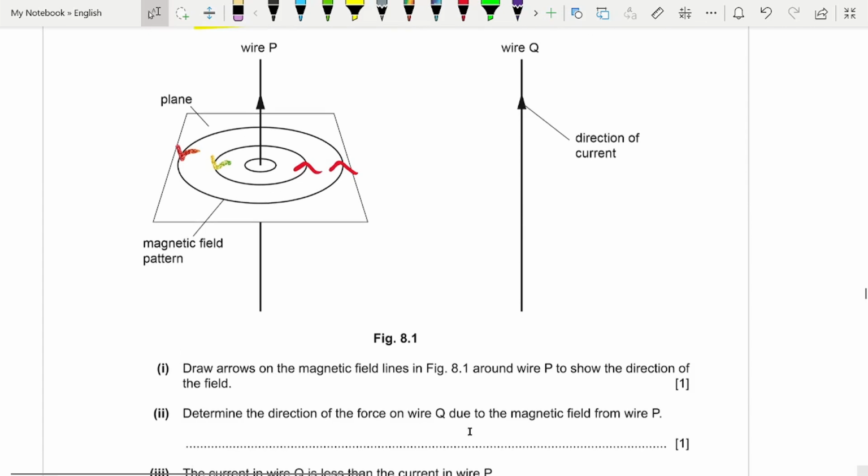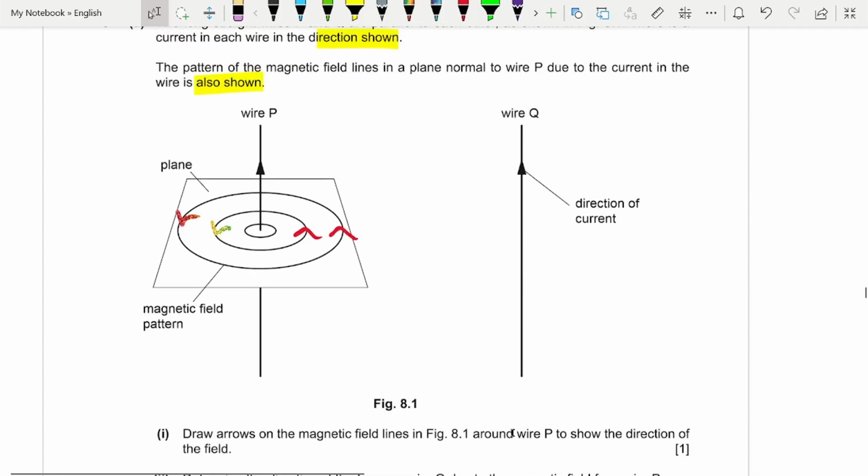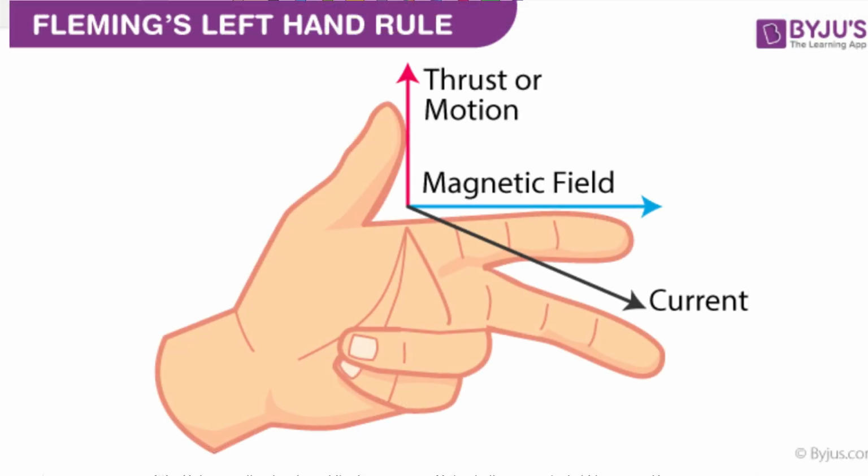Okay, so I want to determine the direction of the force on wire Q due to the magnetic field from wire P. Now, I can't put my hand on the screen. I wish I could. Bit tricky. But what you're going to use is called Fleming's left-hand rule. Okay, so how are you going to do it?